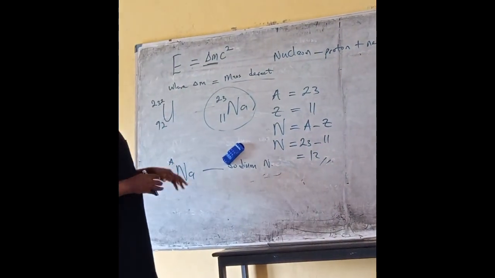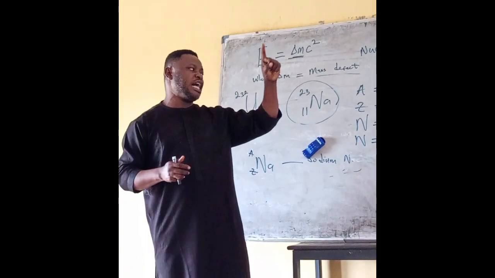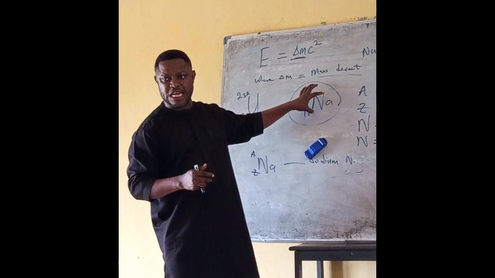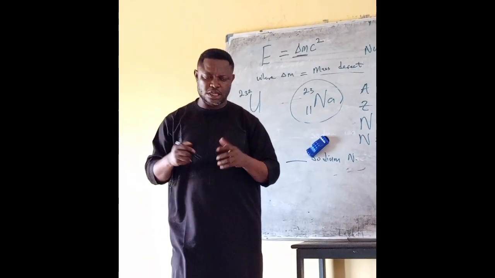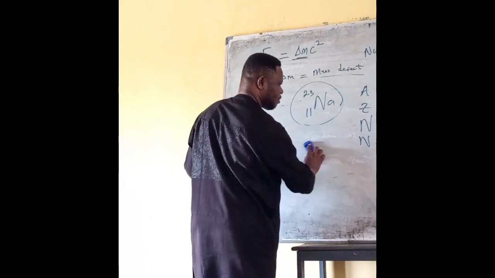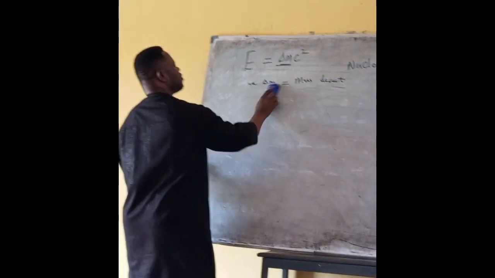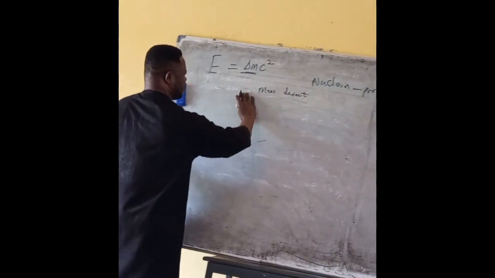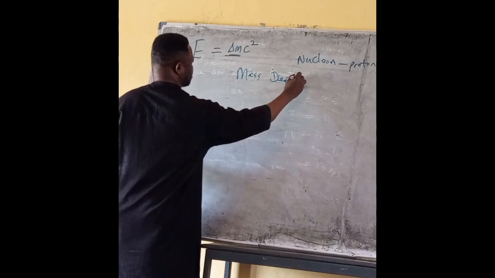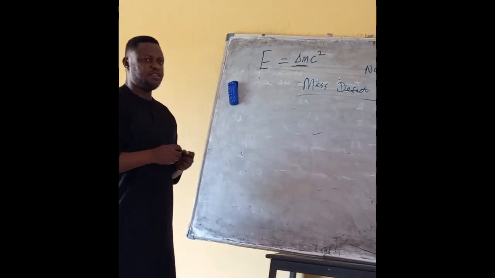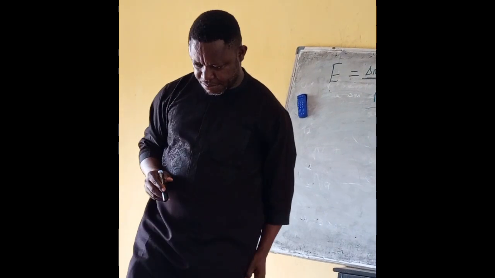Now, when the number of neutrons is the same as the number of protons in a nuclide, then that is stable. But when one is in excess, it is unstable. Now, mass defect, subtopic, please put it down. Mass defect, let's now talk about this.